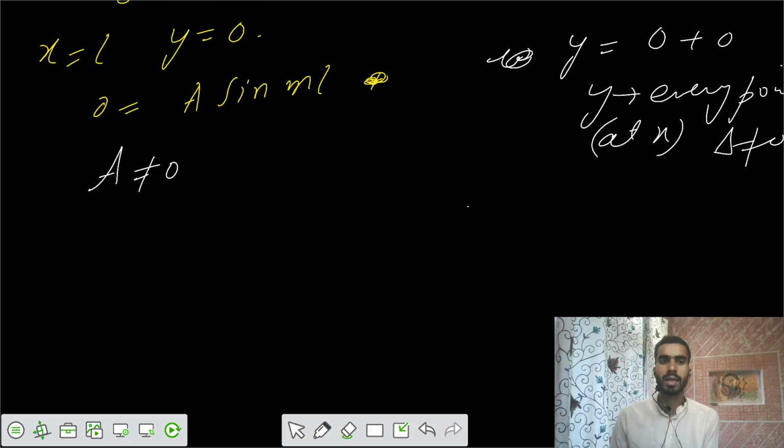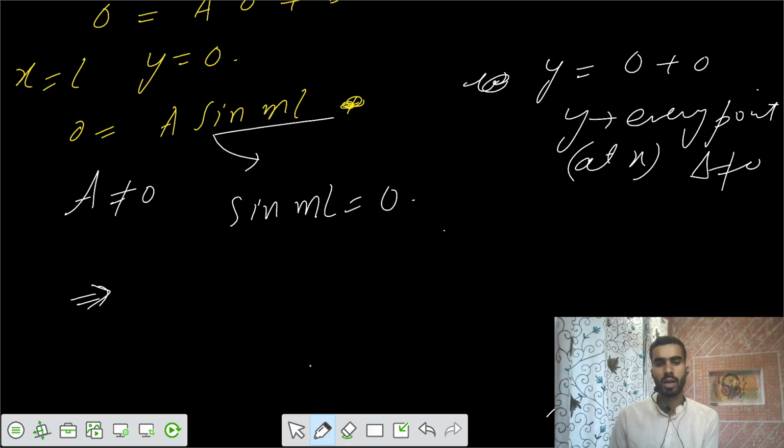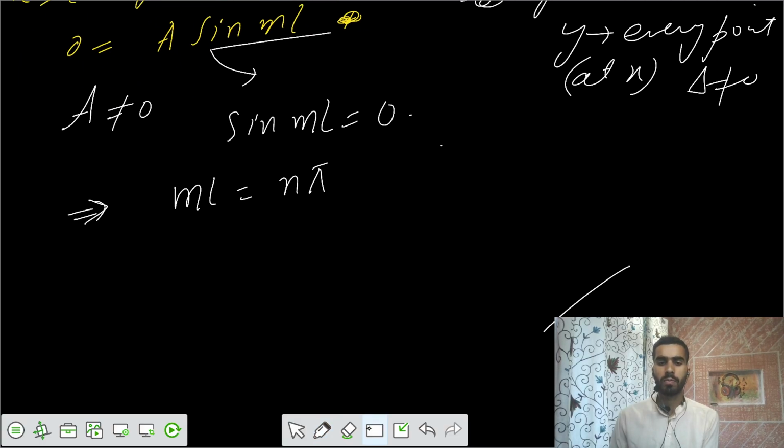So A won't be 0, such that sin mL can be 0. So there is a possibility that sin mL is 0. On what values of pi do we have that sine function 0? I would say that mL equals n pi, some integral multiples of pi, on which your sine function equals 0.